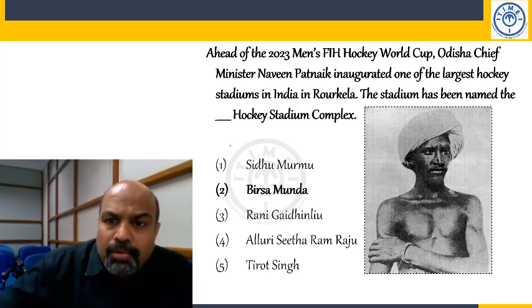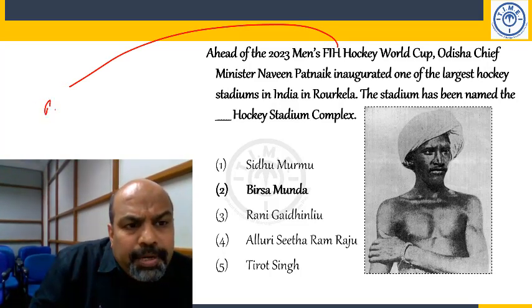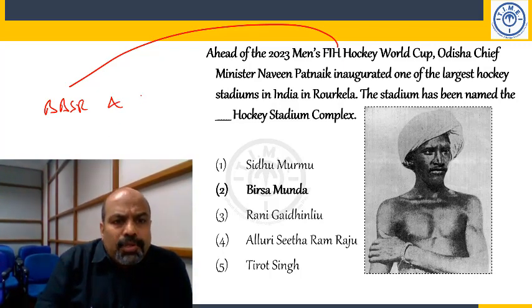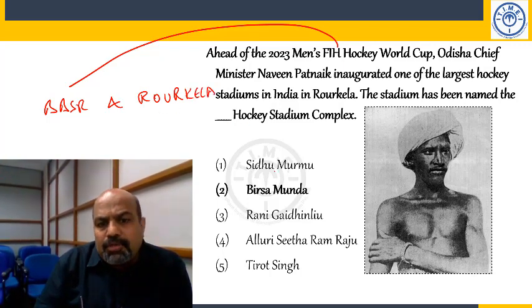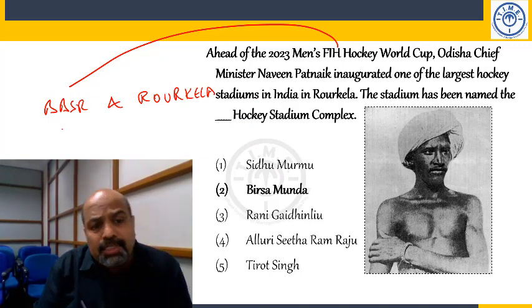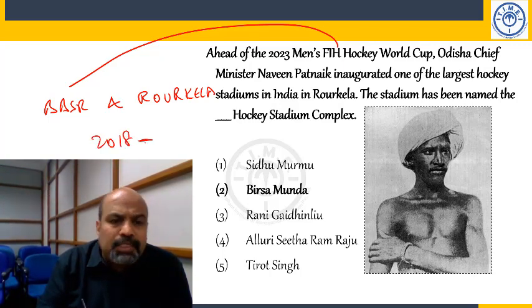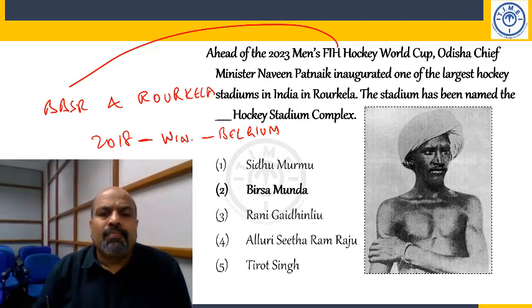And if you would want to know something about the FIH hockey, this will be held in Bhubaneswar and Rourkela. So two places. In Rourkela the stadium is called Birsa Munda Stadium, and in Bhubaneswar it's called Biju Patnaik International Hockey Stadium. In 2018, the last time this men's World Cup was held, the winner was Belgium.